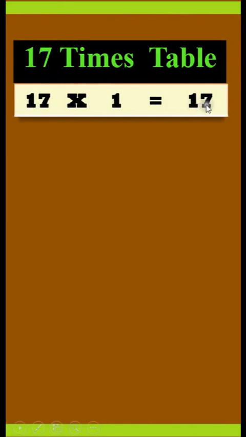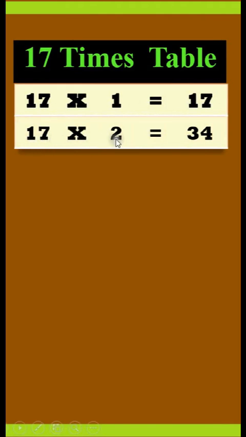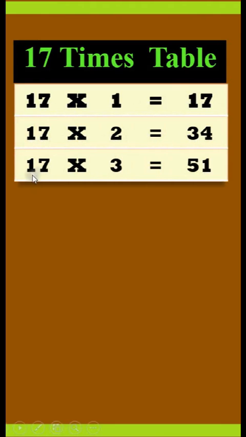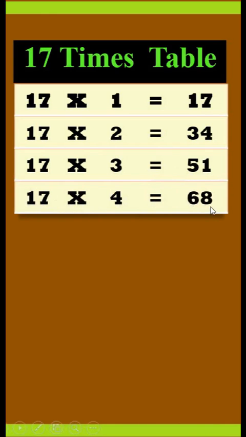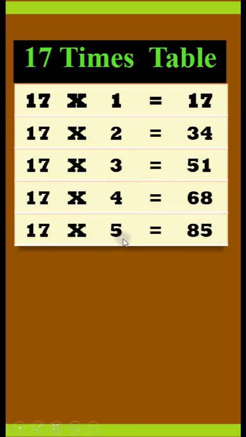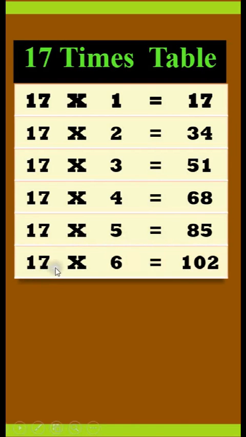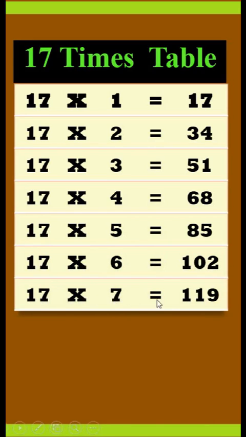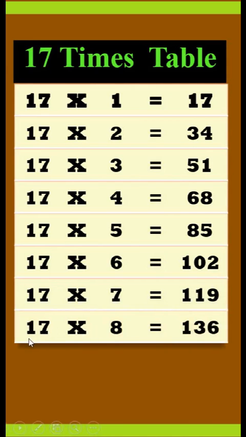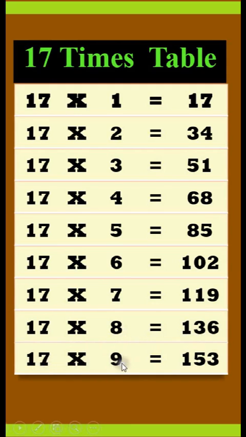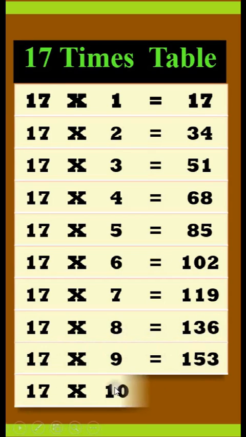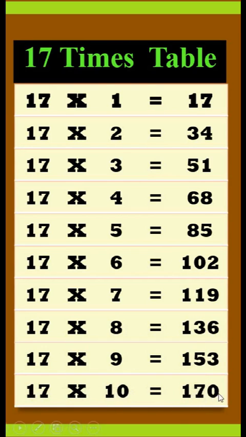17 times table. 17 times 1 is 17. 17 times 2 is 34. 17 times 3 is 51. 17 times 4 is 68. 17 times 5 is 85. 17 times 6 is 102. 17 times 7 is 119. 17 times 8 is 136. 17 times 9 is 153. 17 times 10 is 170.